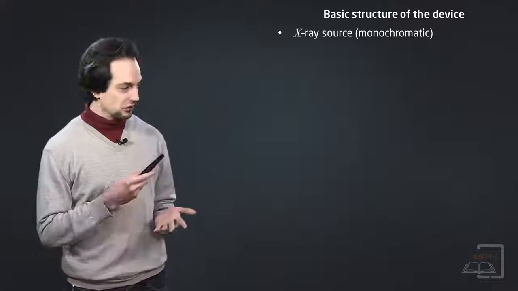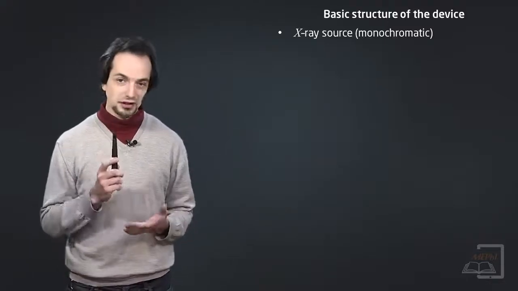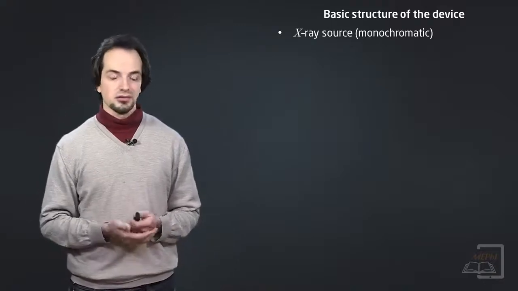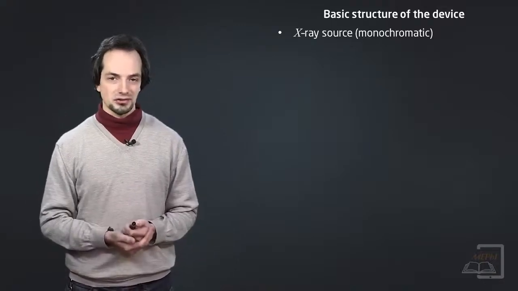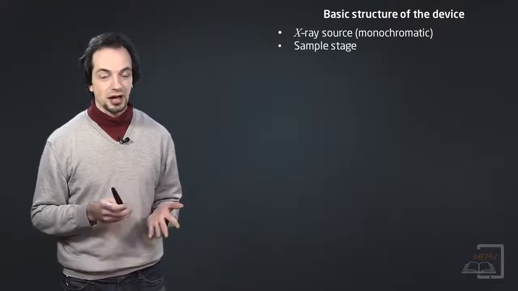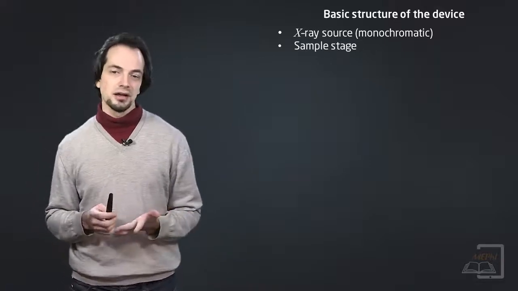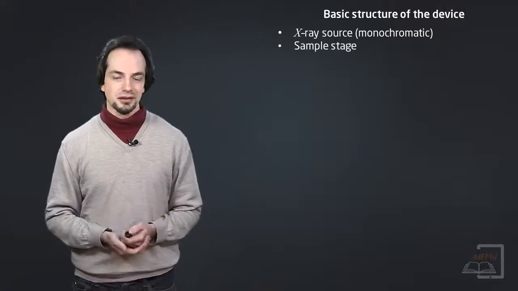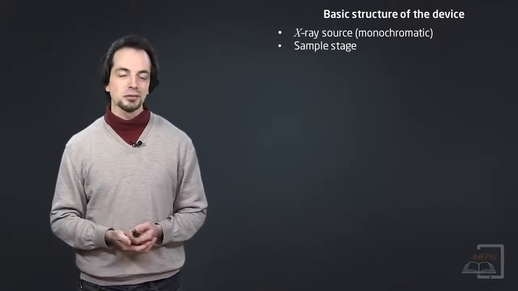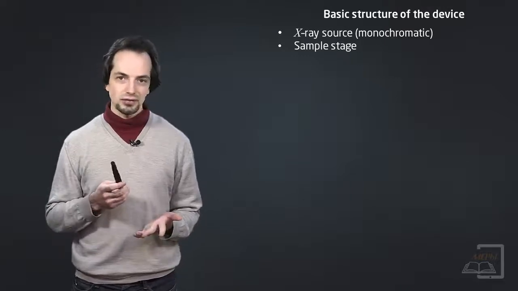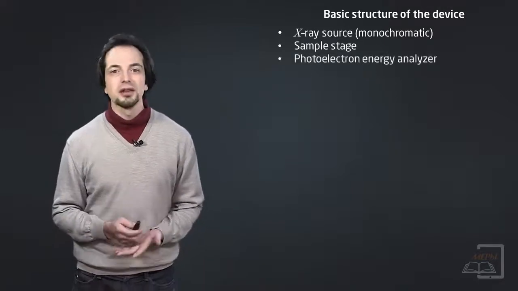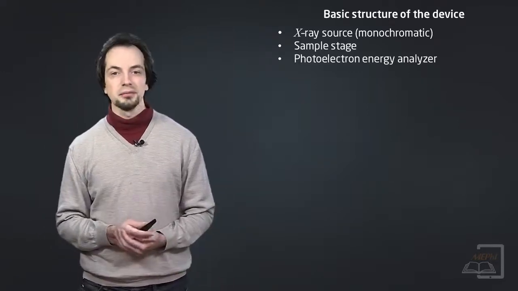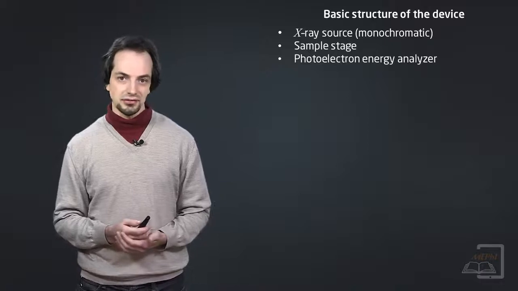We need a source, an X-ray source, monochromatic. It's very important. It must be as monochromatic as possible so that we know the energy of the X-ray photons. We must have some kind of a sample stage where we have our sample, and we could position it. Obviously, it must be in a deep vacuum, ultra-high vacuum, so that the electrons could fly off the sample. And we need some kind of energy analyzer for the electrons. And that's it. These are the three main components of an XPS device.